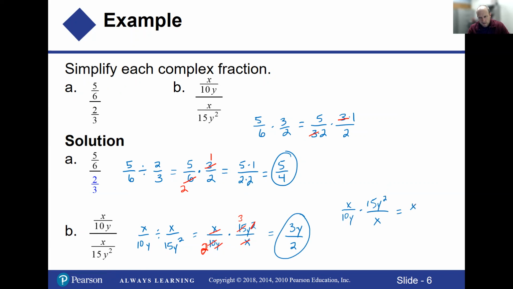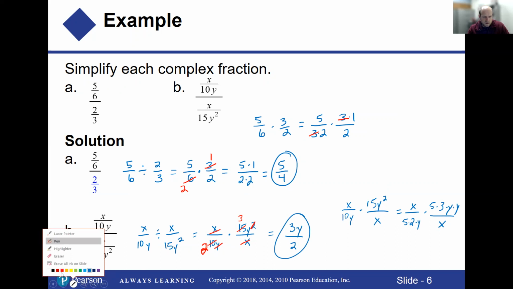I can break the 10y up into 5 times 2 times y, and I can break the 15y squared into 5 times 3 times y. Then what you're doing is looking either straight up and down or diagonally to cancel those common factors. I can cancel an x, cancel the y diagonally, cancel the 5 diagonally, and then I have the 3 times the y over the 2 left over.